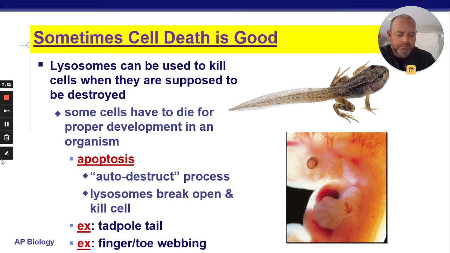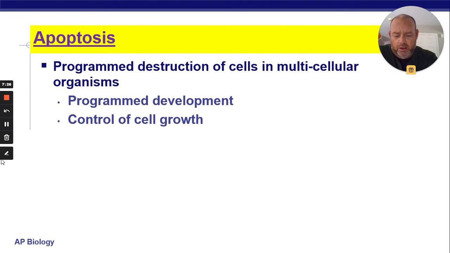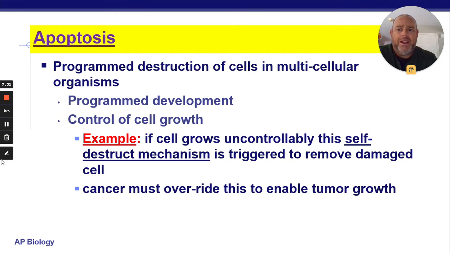Okay, so a lot of times we have cells that also need to die. Programmed cell death is what we call it, or apoptosis. Basically, if cells are growing uncontrollably, then we need to stop that. We don't want cells to divide and divide and divide. When they do that, they tend to make tumors, piles of cells that have divided too many times, right? And this can ultimately end up being cancerous. Not all the time, but it can be.